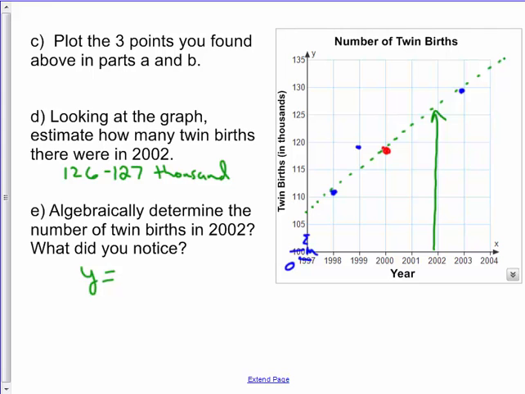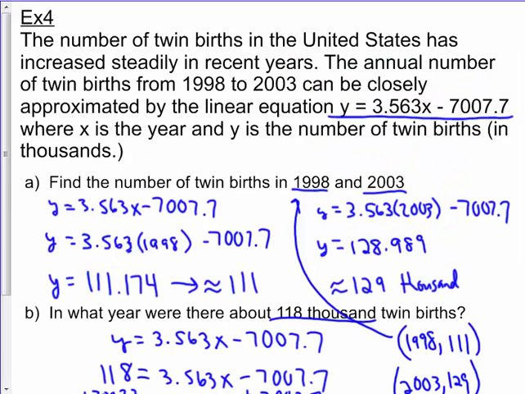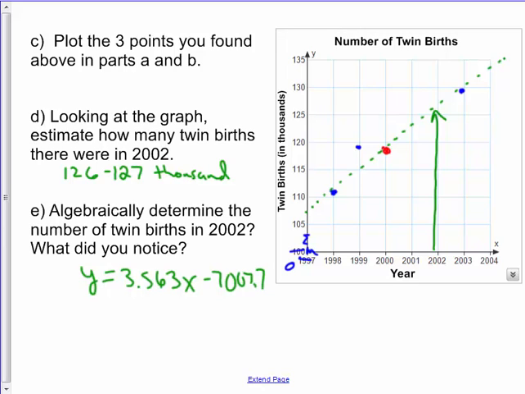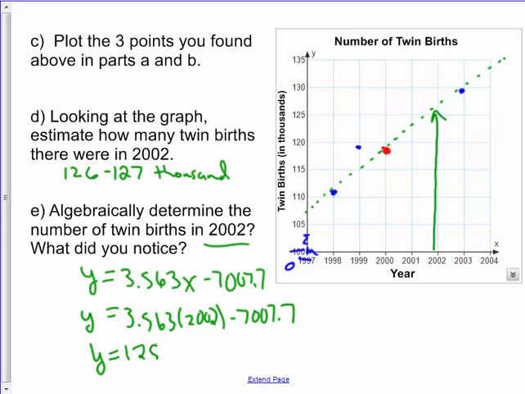In E, it says algebraically determine what the answer would be. So I take the equation y equals 3.563x minus 7,007.7. I'm going to plug in 2002, and then I'm going to solve for y here. When I do that, I get y is equal to 125.426. So fairly close, about 1,000 off there.